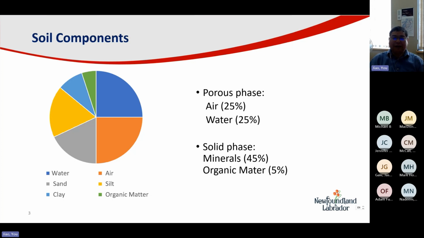Normally, we can roughly divide it so that the porous phase accounts for 50%, with air occupying around 25% and water 25%. And for the solid phase, the other half, normally we have around 45% minerals and 5% organic matter. So this gives us a general sense of what soil is and what it is composed of.